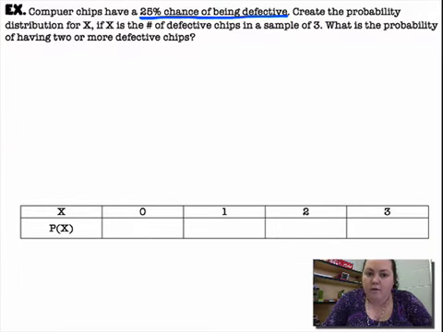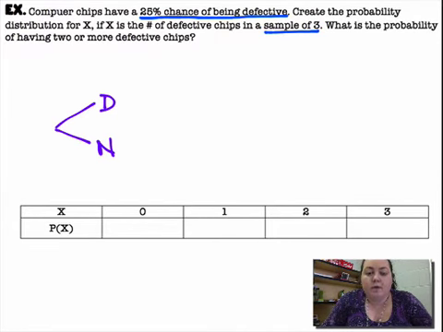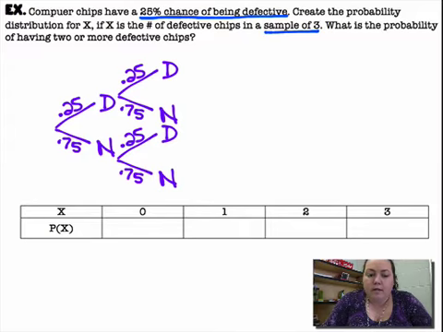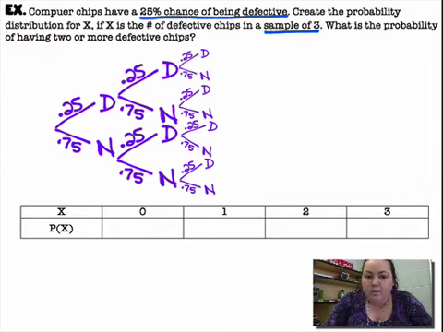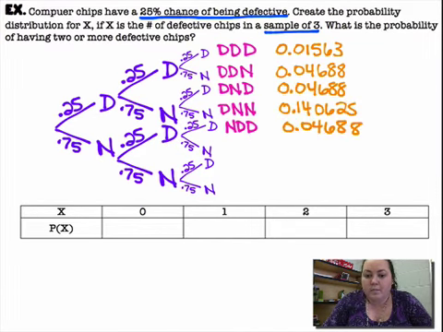Okay, so I have a 25% chance. I'm doing 3 samples. So what I would normally do, if I was doing this before I learned anything new, I would make a tree diagram. So I have defective and non-defective. 25% are defective, which means 75% are not. And I'd break that in. That was my first sample, then my second sample, now my third sample. So I'd multiply straight across. So I could have defective, defective, defective, which is 0.01563. And then I could do that all the way across for all my other ones.